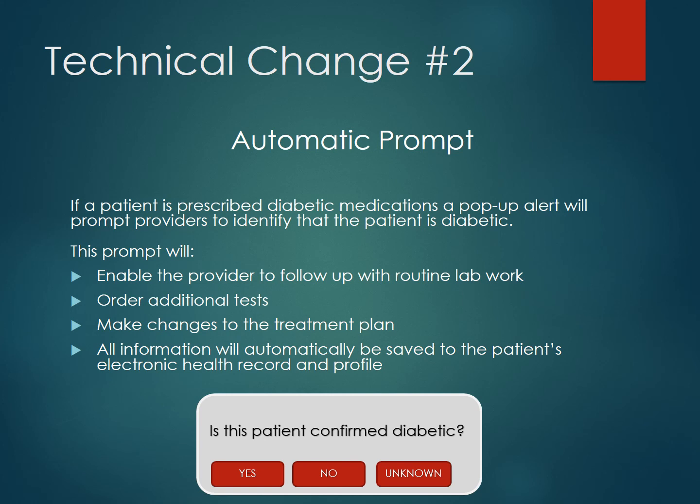If a patient is prescribed diabetic medications, a pop-up alert will prompt providers to identify that the patient is diabetic. This prompt will enable the provider to follow up with routine lab work, order additional tests, and make changes to the treatment plan. All of this information will automatically be saved to the patient's electronic health record and profile.